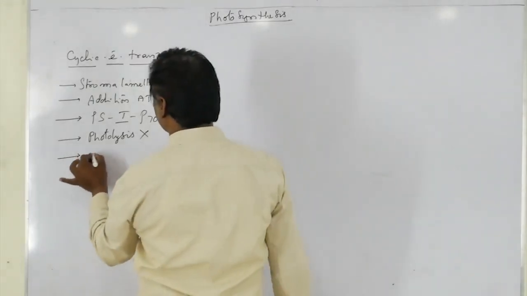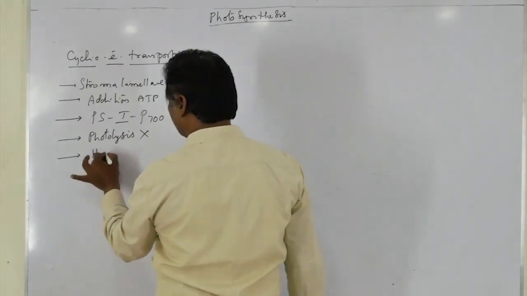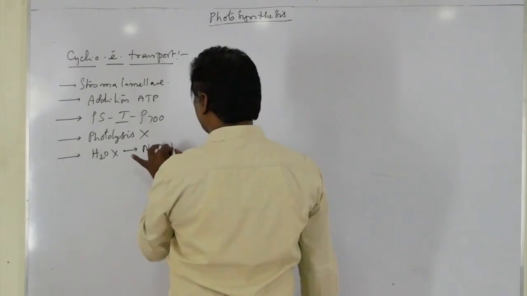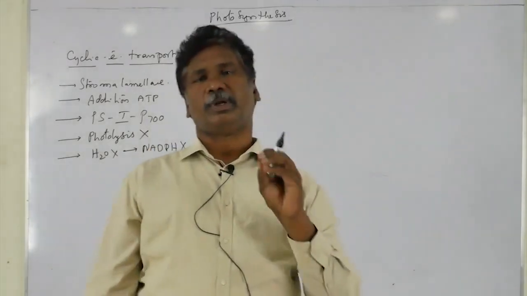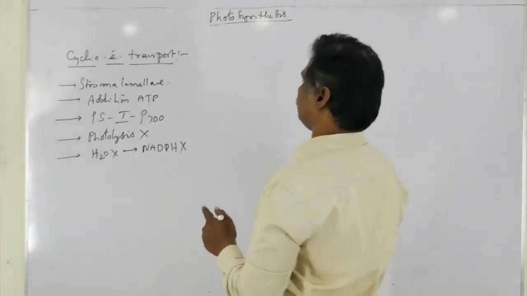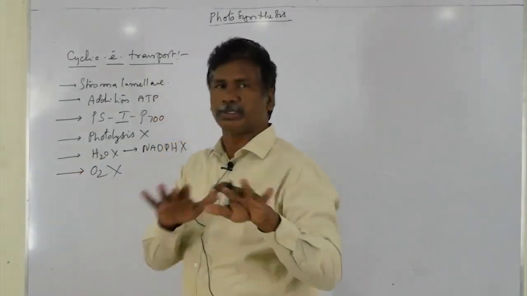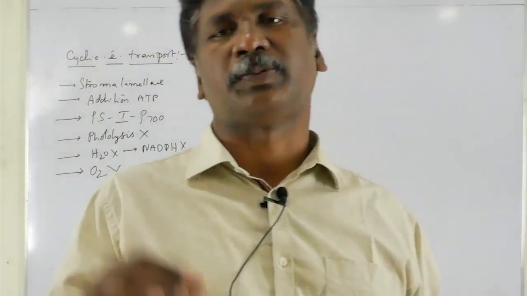There is no involvement of H2O. There is no production of NADPH. There is no releasing of oxygen. Oxygen production is also absent. But what is the benefit of the cyclic electron transport?